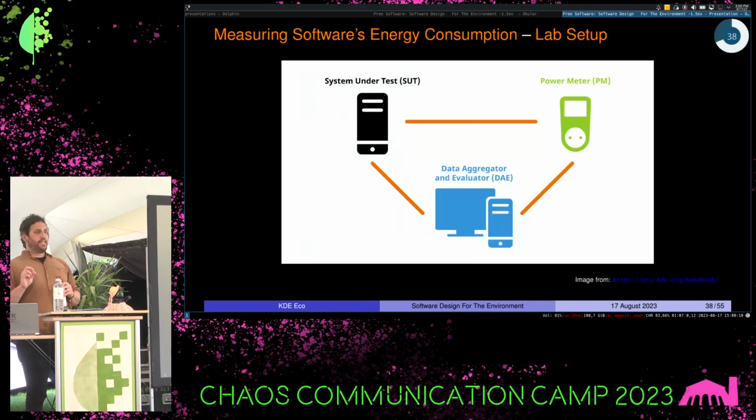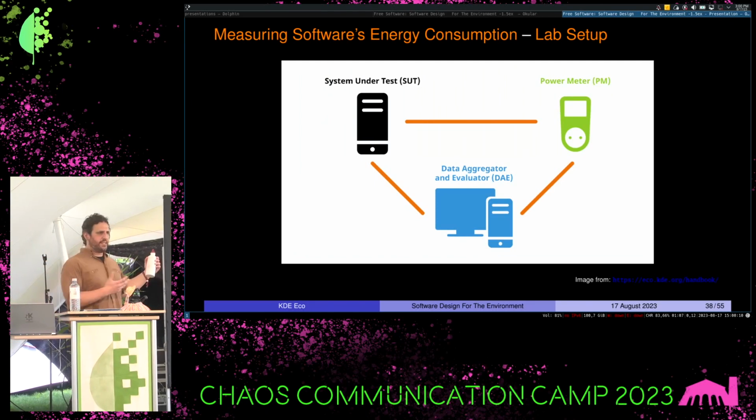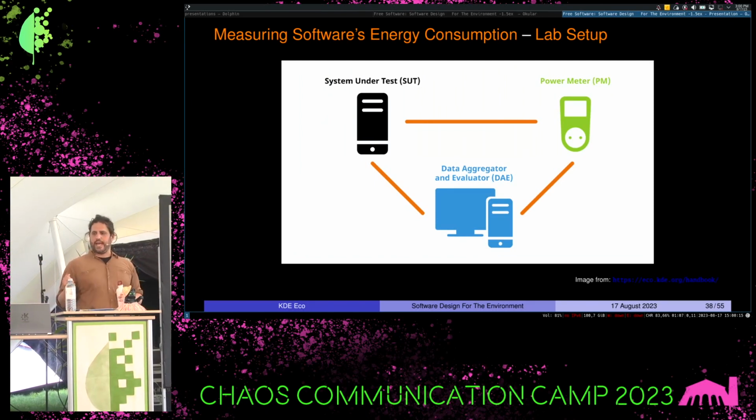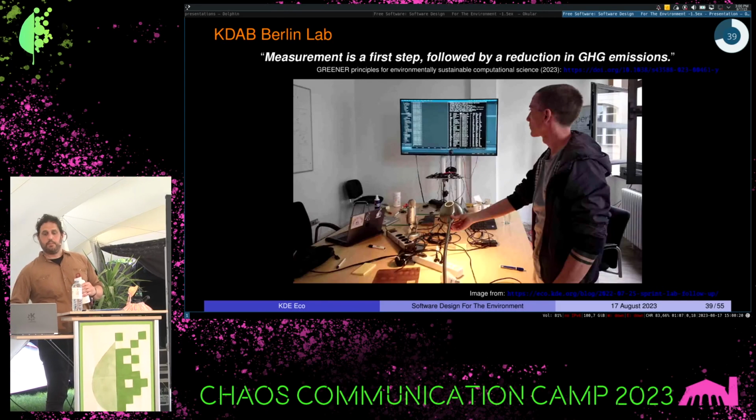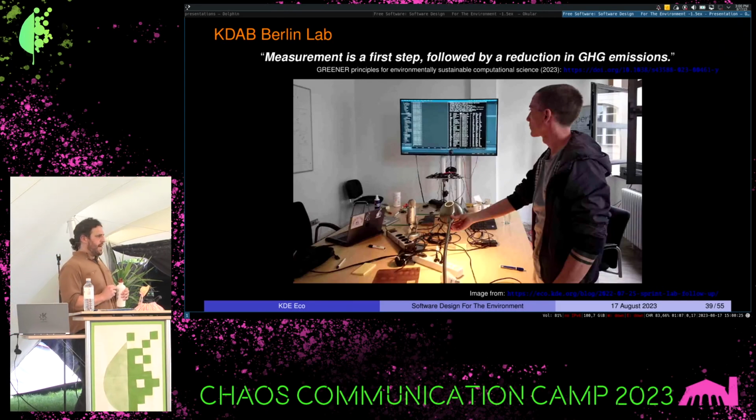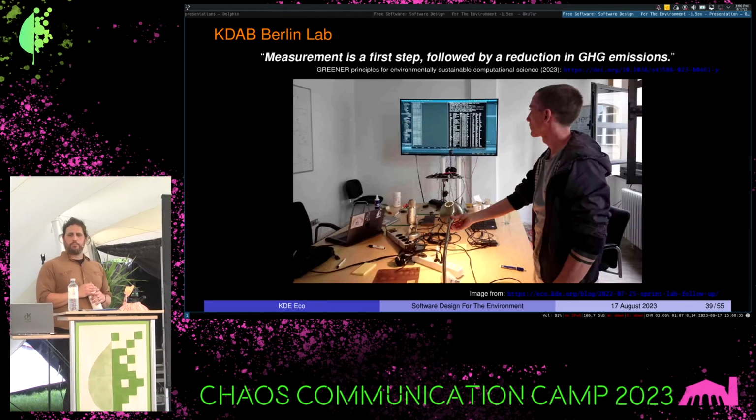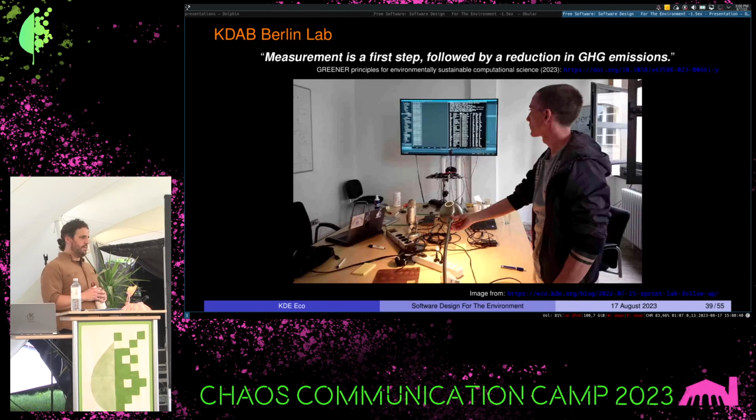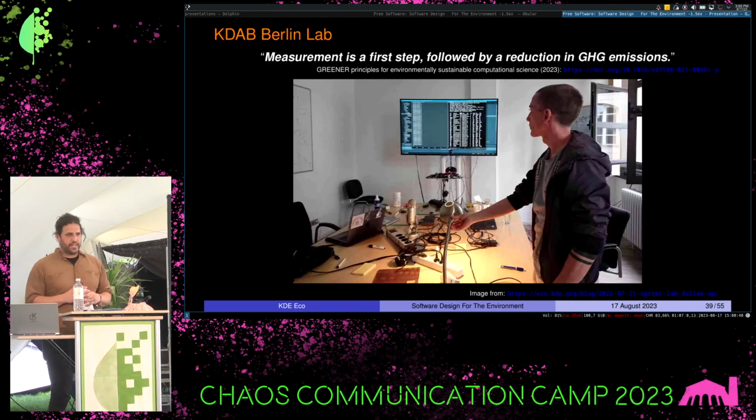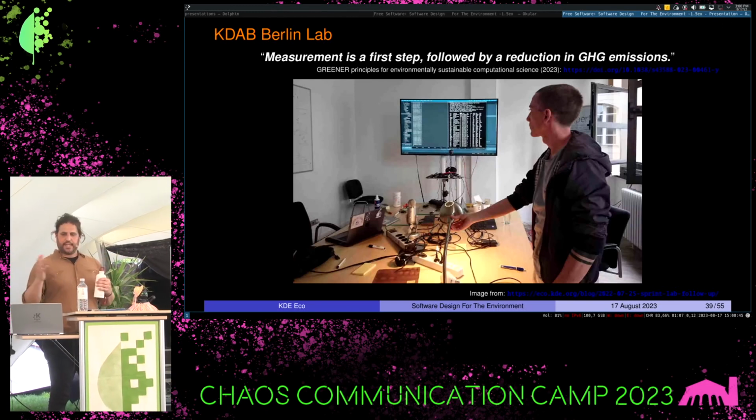The lab setup looks like this. You have a system under test. That's the machine that you're testing, a power meter attached to it, and then another computer that's collecting the data and then used to evaluate it. We set up a lab in KDAB, Berlin. This is a picture of one of the sprints. This is Arne Tarara from Green Coding Berlin, who was very helpful, with Volker Krause, Nicholas Fella, and several others in the KDE community who helped us get this lab set up.